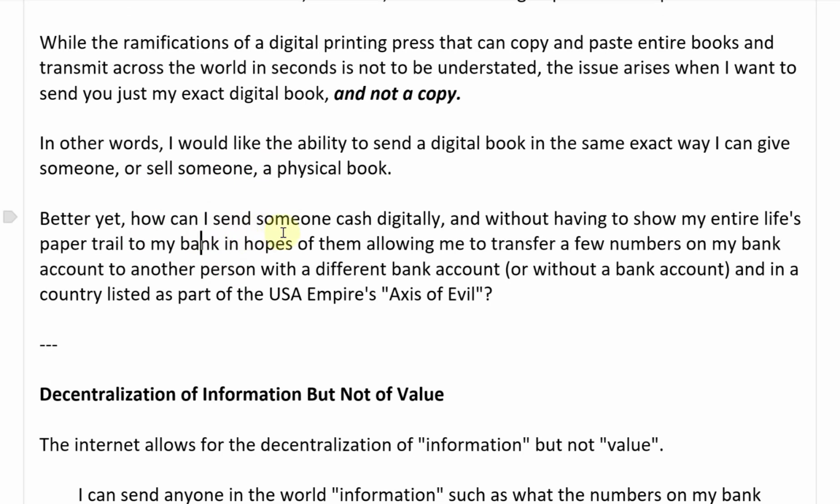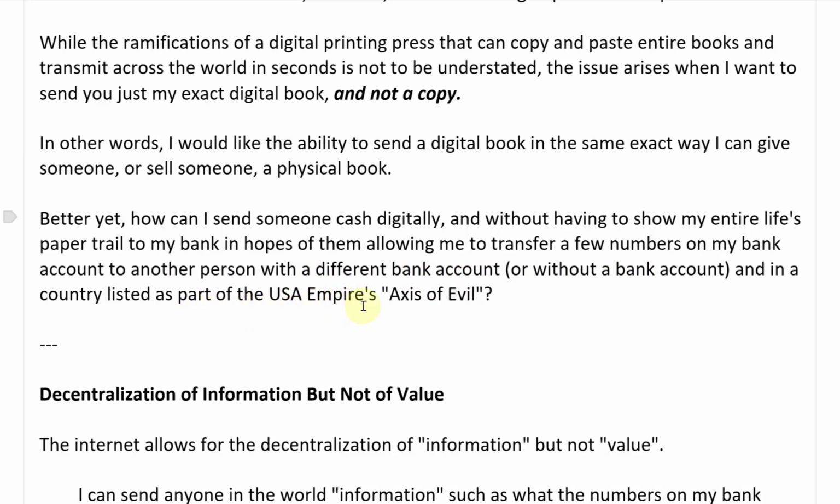Better yet, how can I send someone cash digitally and without having to show my entire life's paper trail to my bank in hopes of them allowing me to transfer a few numbers on my bank account to another person with a different bank account, or without a bank account if they don't have one, and in a country listed as part of the U.S.